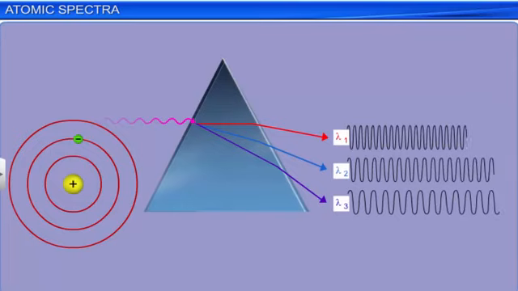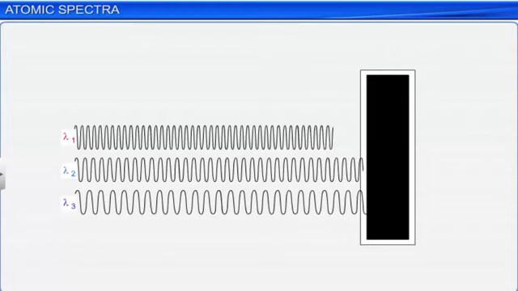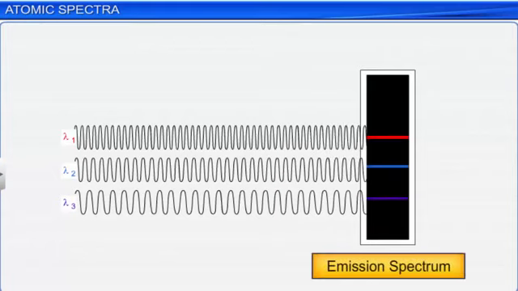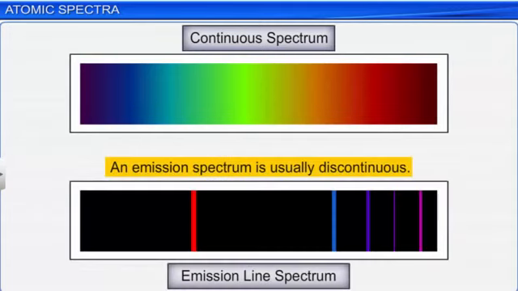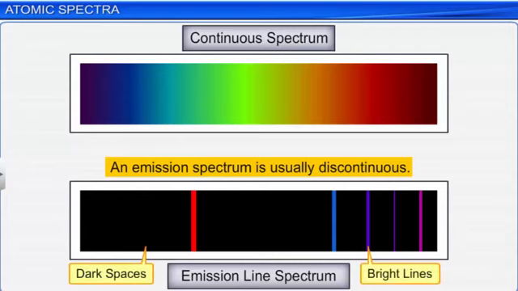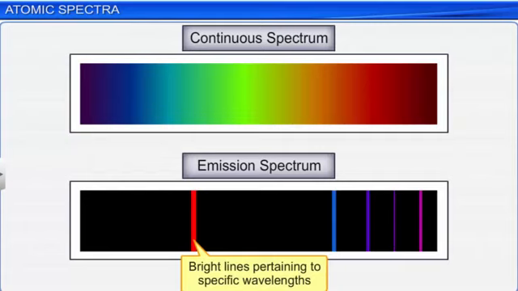The spectrum of radiation emitted by an atom is called emission spectrum. In contrast to the continuous spectrum of white light, an emission spectrum is usually discontinuous, with dark spaces between the bright lines. Such a spectrum is called line spectrum. The bright lines in the emission spectrum exist because emitted radiations are only of specific wavelengths rather than a continuous spread of wavelengths as in the case of white light.